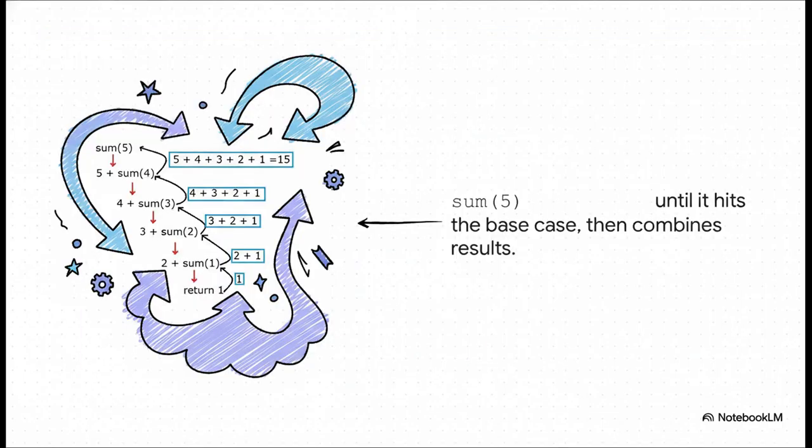This visual really helps it click. To get the sum of 5, the function basically says, hold on, I can't answer that until I know the sum of 4. And that function needs the sum of 3, and so on, all the way down the line until it hits the base case. Then, boom, the answers start flying back up the chain, getting combined until that final result is calculated.